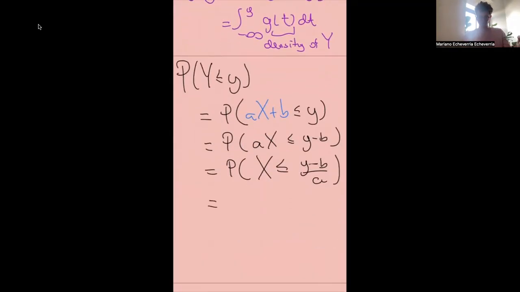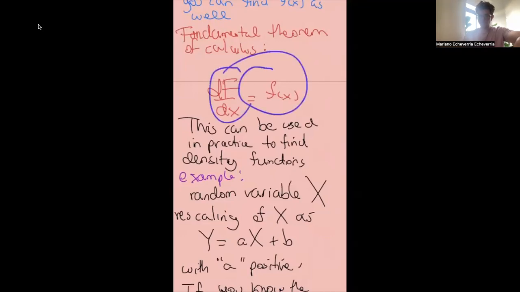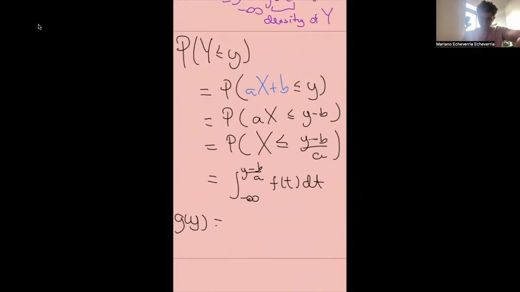And that is equal to the integral from minus infinity to (y minus b) over a of f of t dt. Is that okay? Everyone good with that? Yeah, that makes sense. And then the density of Y would just be the derivative of this function, right? The density is just the derivative of this distribution function. So the density of Y is just going to be the derivative with respect to y of this integral.